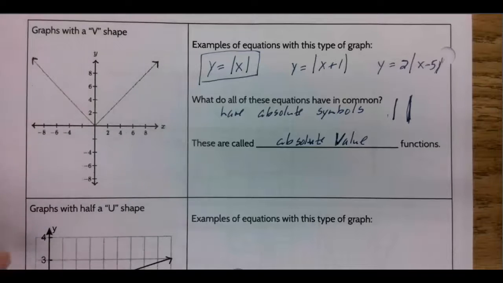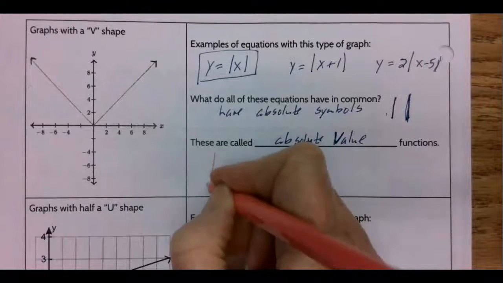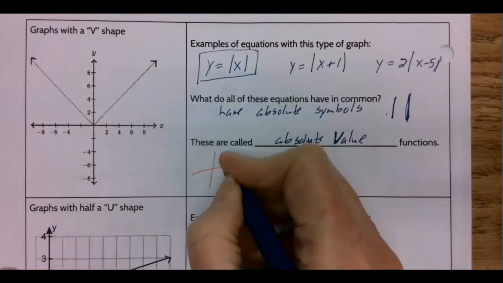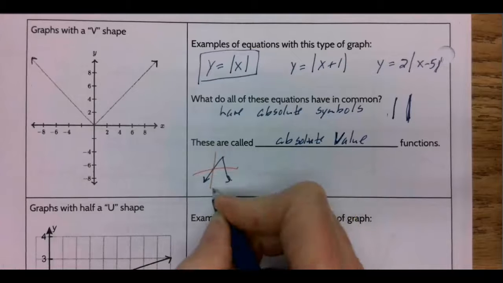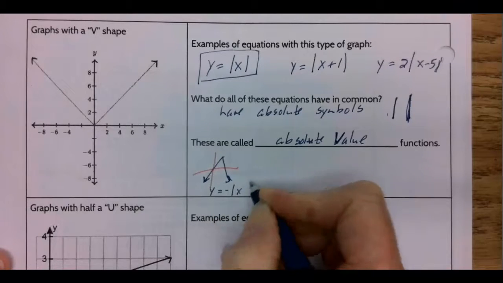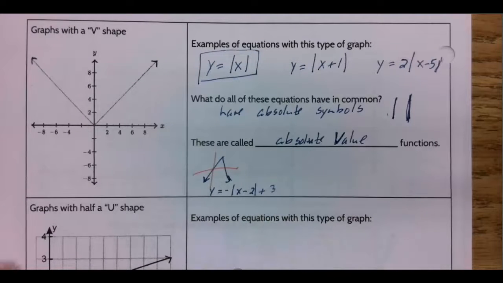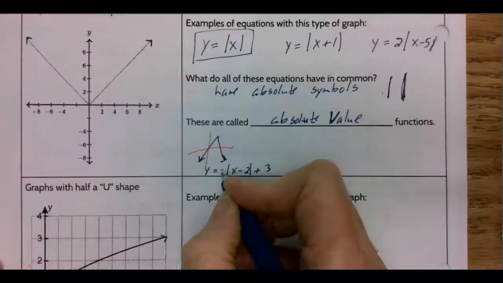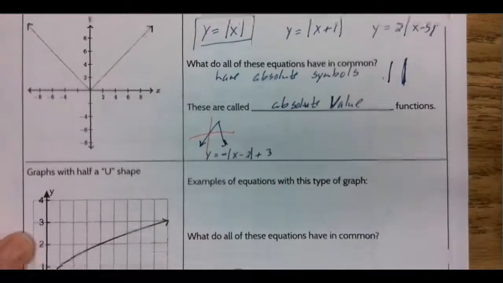Now, sometimes that V shape is inverted, so you can also have a function that looks like this. This is also an absolute value function. It would just have a negative out in front. This one would be something like y is equal to the negative absolute value of x minus 2 plus 3. Okay? Don't worry about how I know all that other stuff, but it is an absolute value that opens down. So absolute value opens up.